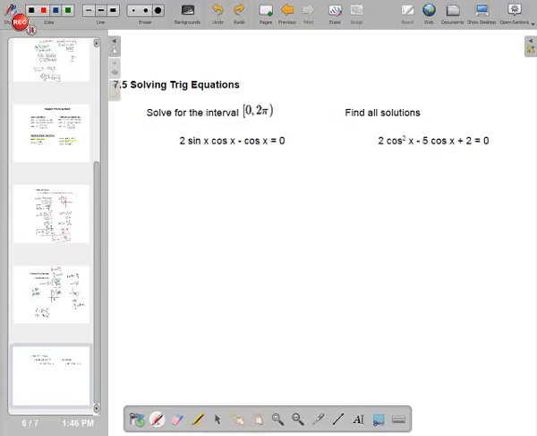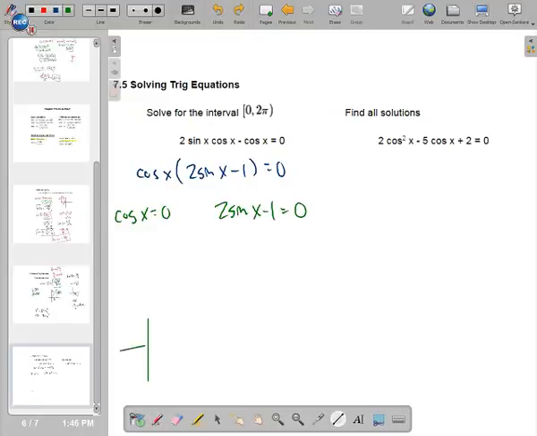So what I'm going to do is look at what these two terms have in common, which is a cosine. So I'm going to factor out a cosine, and I have 2 sine x minus 1. Now we can use the zero product property to say either of these factors needs to be 0. If cosine of x is 0, I will find a solution, or if 2 sine of x minus 1 is 0, I will also have a solution. And you just need to figure out when that happens.